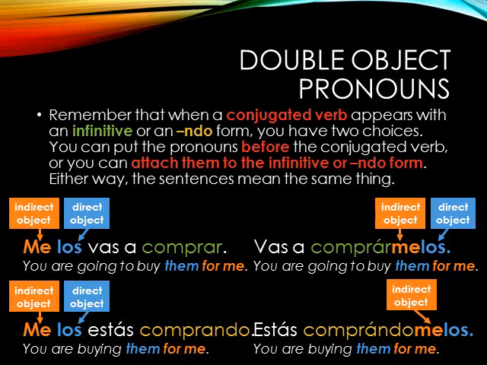However, note again, the indirect object pronoun still comes first, and the direct object pronoun follows. If you attach these to the end of your -ando or -iendo, you are going to put the accent mark over the A or the E. Okay? The A or the E. They mean exactly the same thing. You just have options for placement.